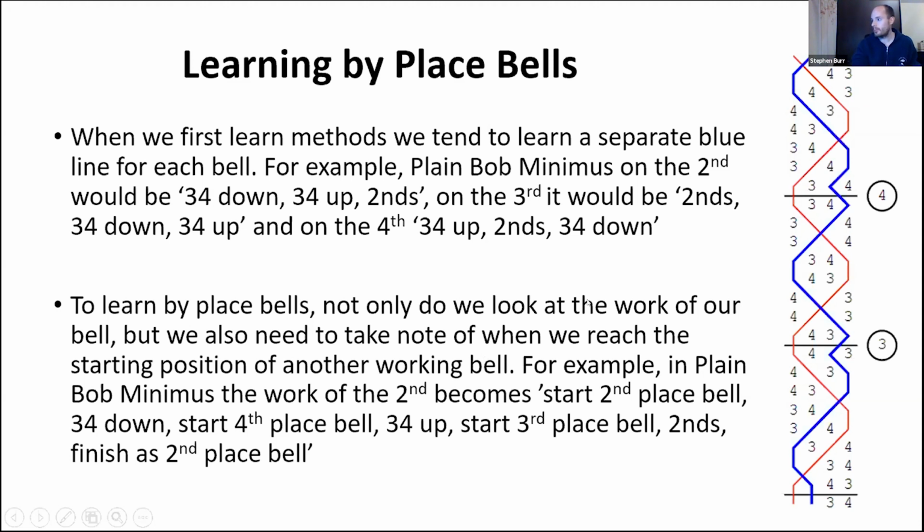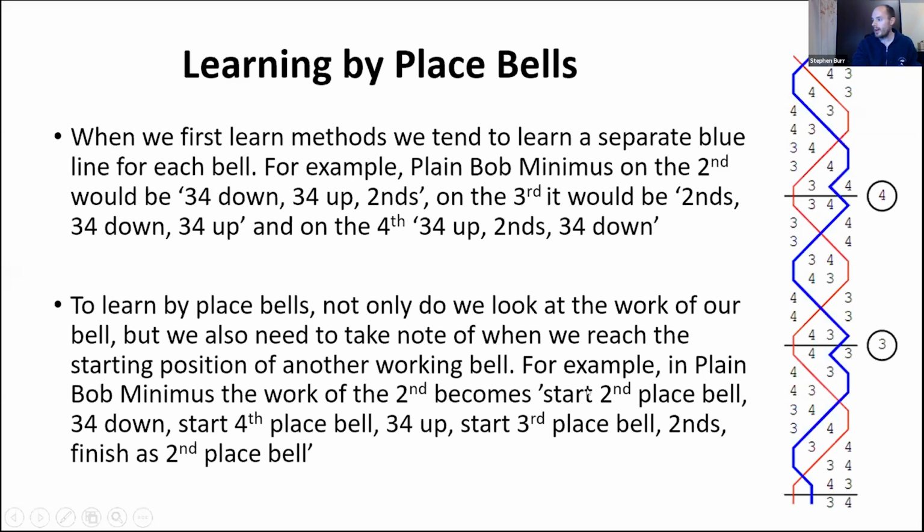So going back to bob minimus as an example, ringing the second, instead of just saying 3/4 down, 3/4 up, seconds, we would actually start by saying, okay, at the beginning, we're going to ring seconds place bell. That seems obvious, but thinking about it in that way requires a slightly different frame of mind. So we're going to start by ringing second place bell, which contains as part of its work 3/4 down. But then when we get to the 3/4 down, instead of just thinking now it's 3/4 up next, we're actually going to think in addition that we're starting fourth place bell here. So we've rung seconds place bell, we've finished that lead, and at the start of this next lead, we're ringing fourth place bell.